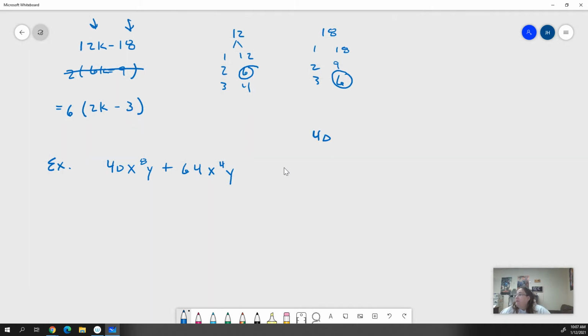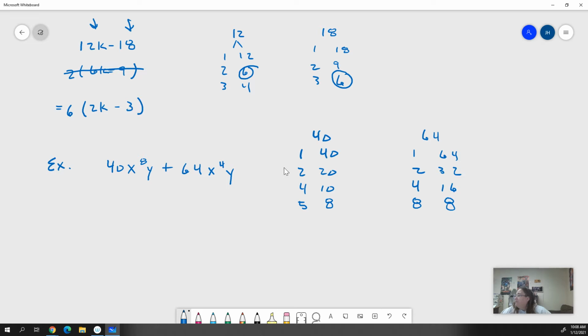Here I have 40. So my factors of that are 1 and 40, 2 and 20, 3 doesn't go in, 4 and 10, 5 and 8, 6, 7, 8. So we're good there. 64, we've got 1 and 64. We've got 2 and 32. 3 doesn't work. 4, does 4 go in? Yes. 4 goes in 16 times. 5 doesn't work. 6, no. 7, no. 8 times 8 is 64. And I believe that is all of our factors.